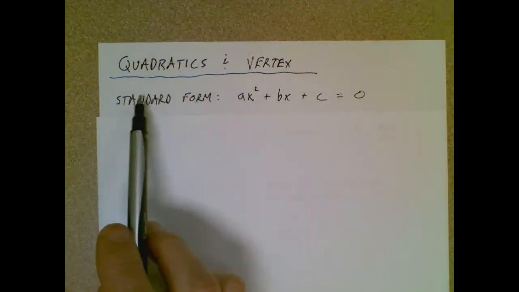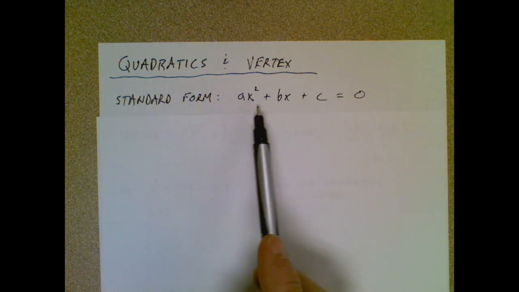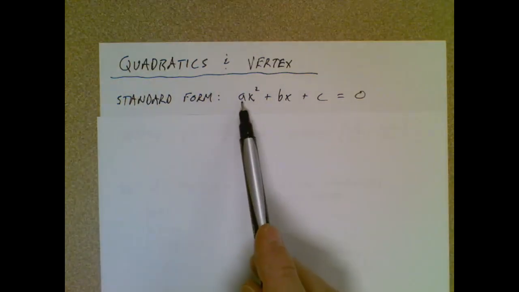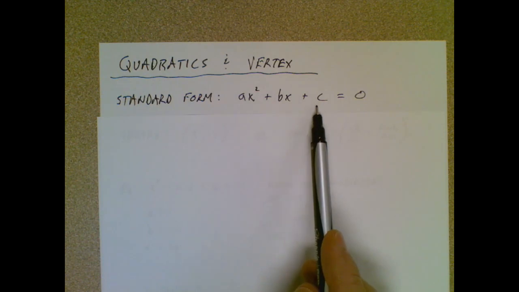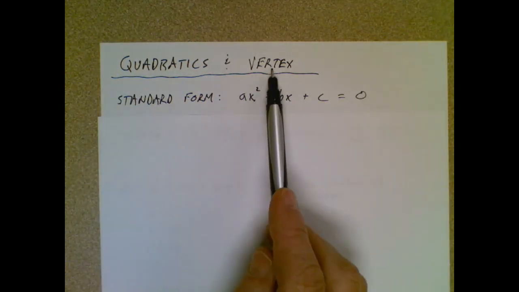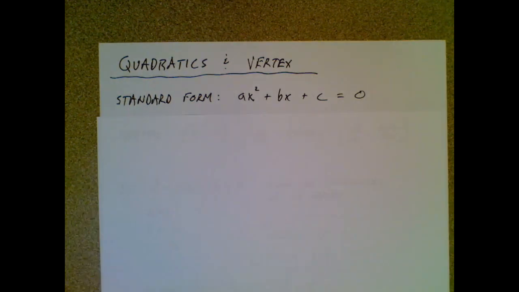We've been working with quadratic equations for a while now. This standard form should look familiar to you. We can use the a, b, and the c to go into the quadratic formula, but now we're going to use the a, the b to think about the vertex of the parabola.